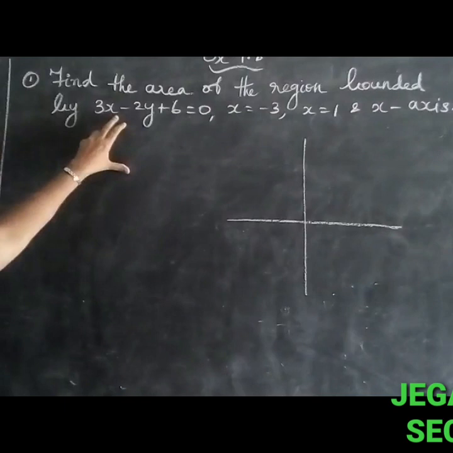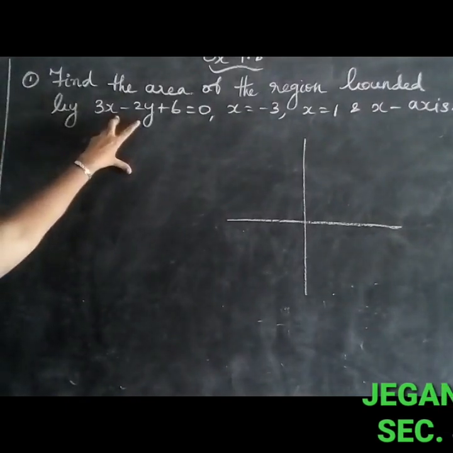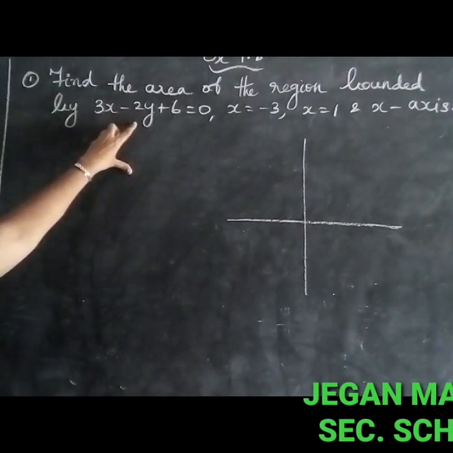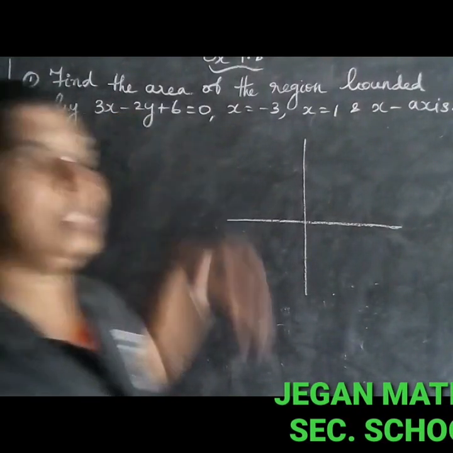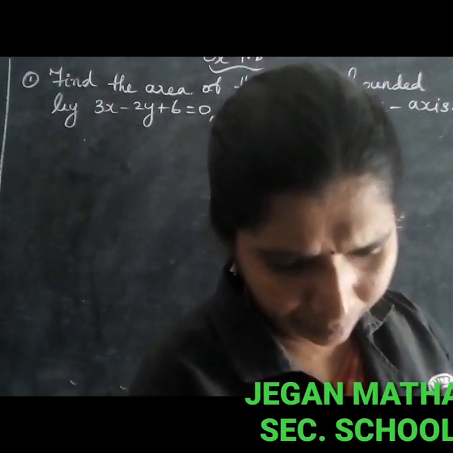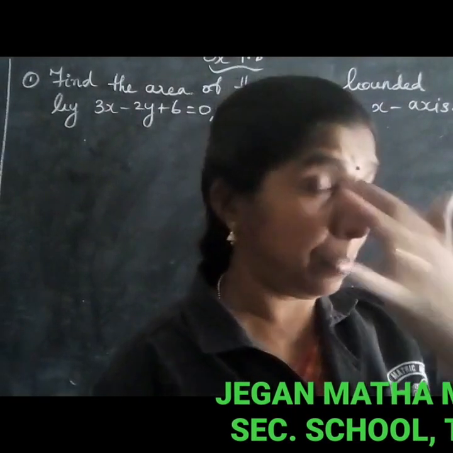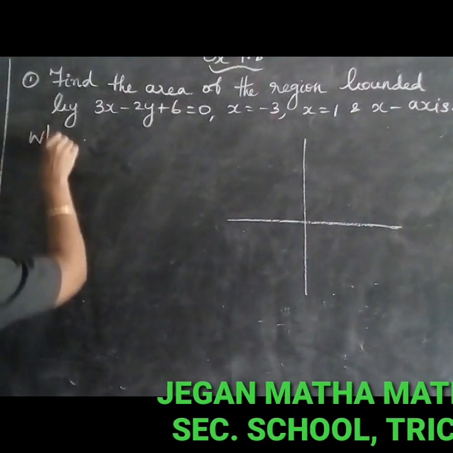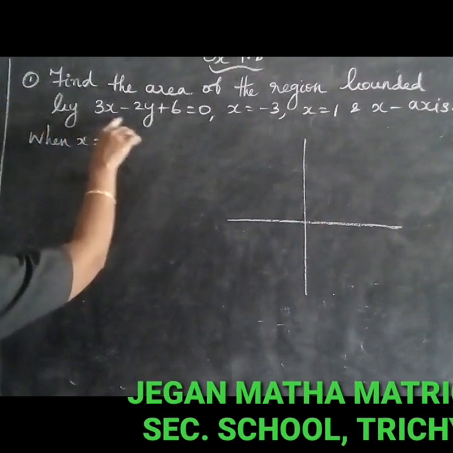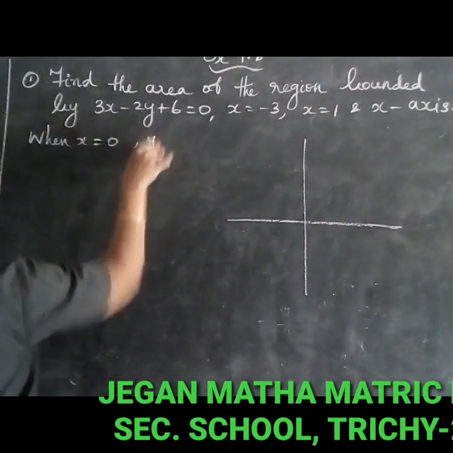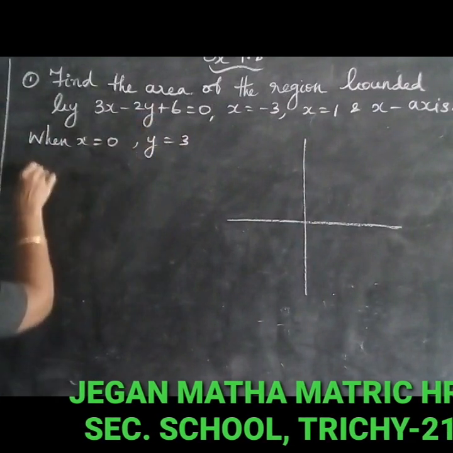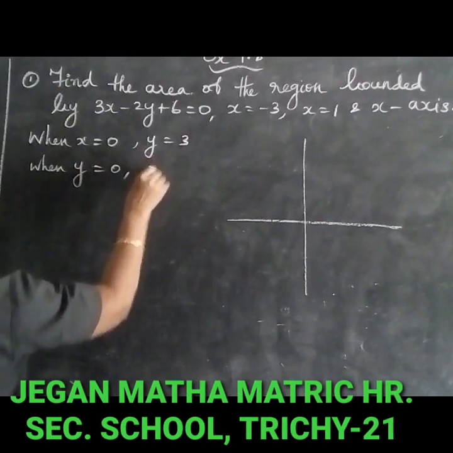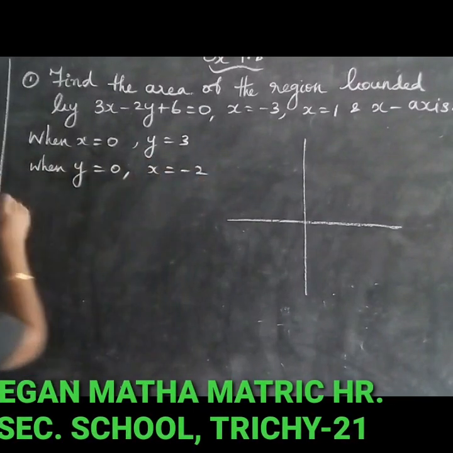When x is equal to 0, we will get y is equal to 3. In the same way, when y is equal to 0, we will get x is equal to minus 2. Therefore, we can say the x and y intercepts are minus 2 and 3.